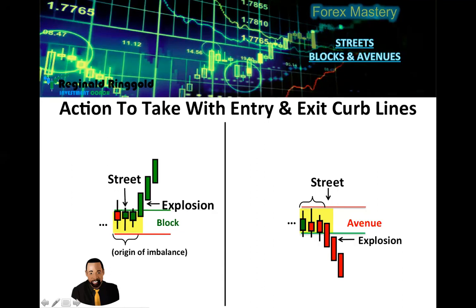Now, I want to talk about that for a second here. When we're talking about a block, your entry curve is your green line. Your exit curve is your red line, and your entry curve will always be above your red line. When I'm talking about an avenue, your entry curve is your green line, your exit curve is your red line, and your entry curve will always be below your exit curve. Give me a 1 if you follow me.